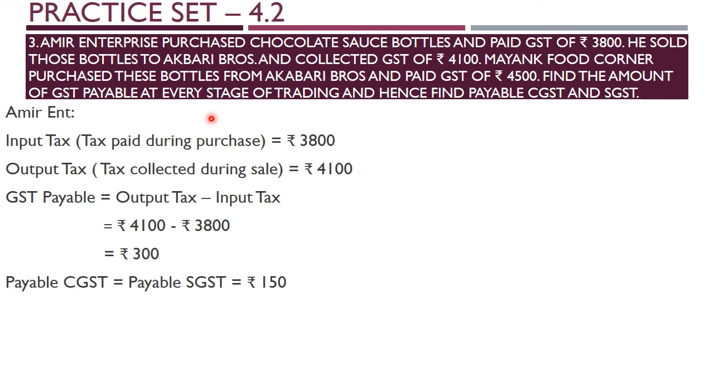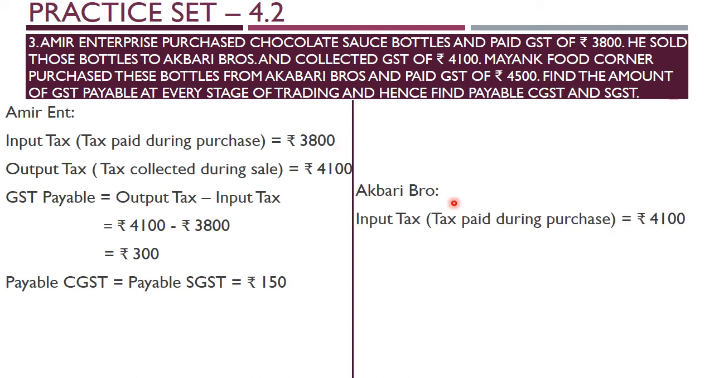Next, we talked about the first transaction which happened between Amir Enterprise and Akbari Bros. Next, Akbari Bros is having a transaction with Mayank Food Corner. So that part we will discuss now. For Akbari Bros, the input tax, that is the tax paid during purchase by Akbari Bros, is 4,100. Now if you notice, the output tax for Amir Enterprise is same as the input tax for Akbari Bros, because the person selling is Amir Enterprise and the person purchasing is Akbari Bros. So Amir's output tax should match with Akbari's input tax.